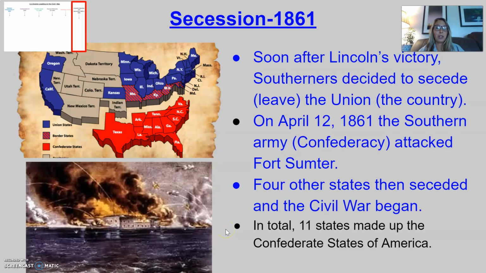So this led to the secession. Secession means to leave or to remove. So the southern states, you can see in this map here, they decided they were going to form their own country. They were going to leave the United States, and they were going to be called the Confederacy. So on April 12th, 1861, is when the war actually broke out, when this Southern Confederacy, this army, attacked at Fort Sumter. All right, so this breakout for the southern states leaving the United States, forming their own country, led to the actual attack and fighting of the Civil War.